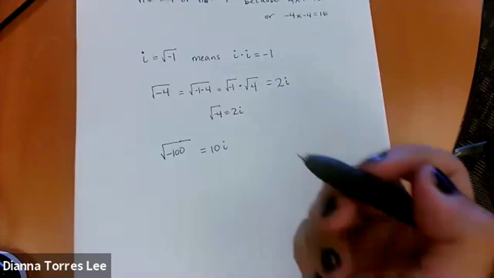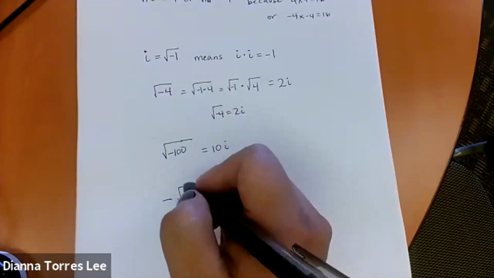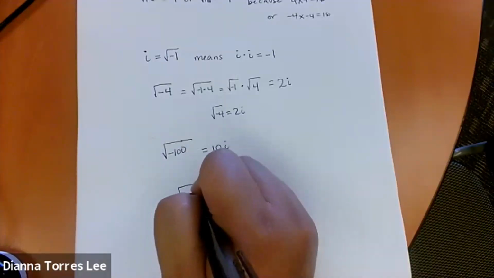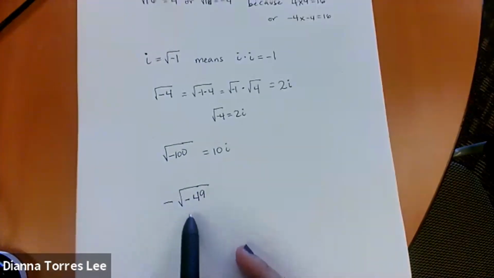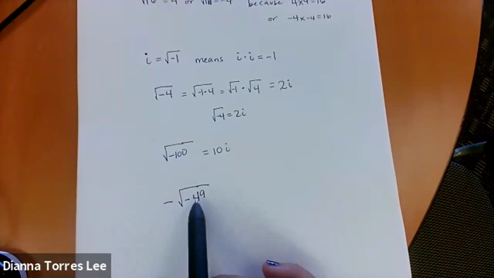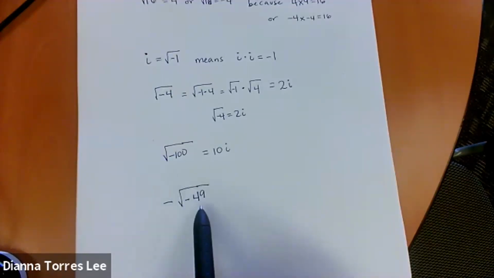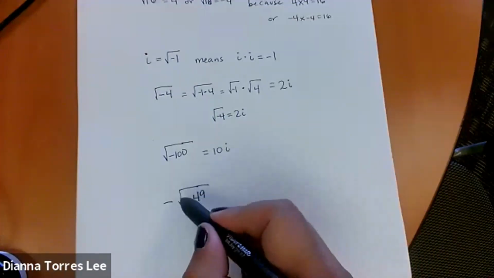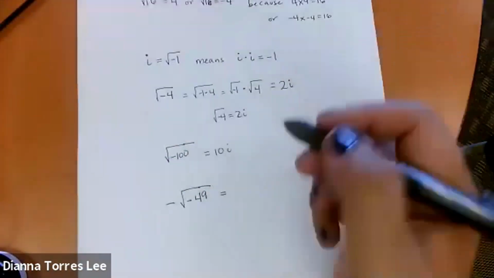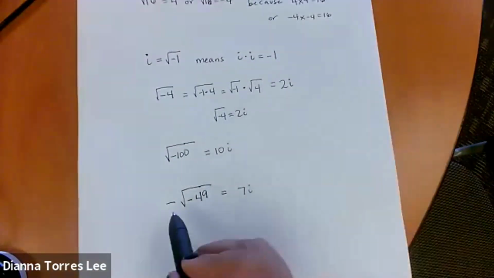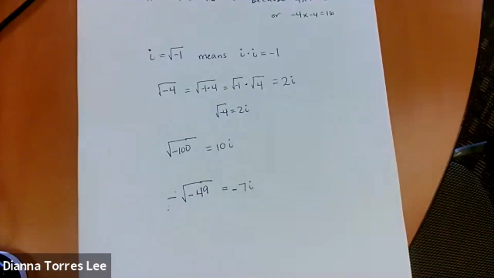If I have something like the negative square root of -49, for example, this negative does not transfer through the radical. It's not like a division symbol. This negative is just hanging out outside until after I take this radical. Well, the square root of -49 will be 7i. And because there was this negative hanging out over here, my answer is also going to be negative.